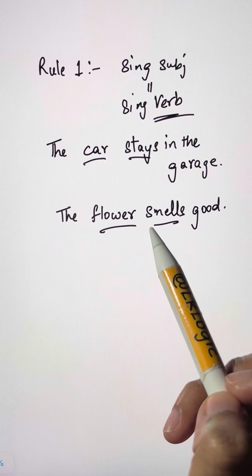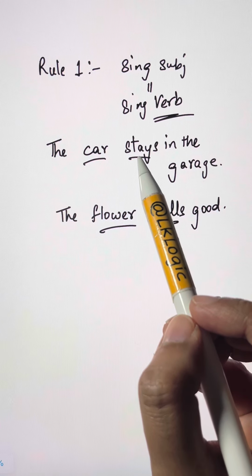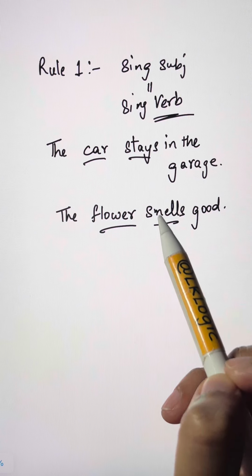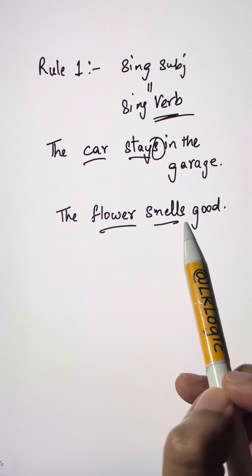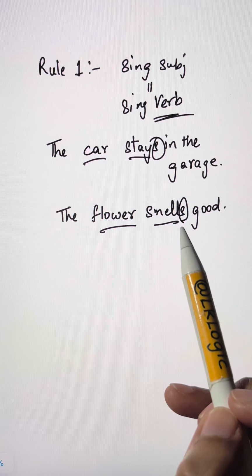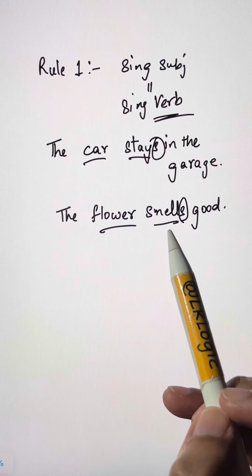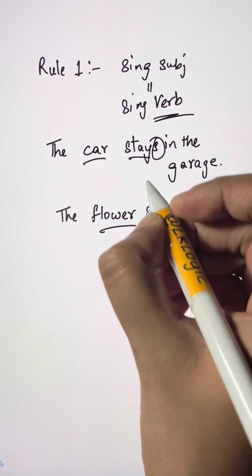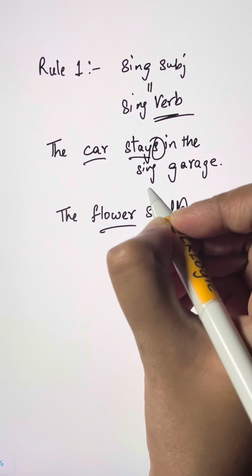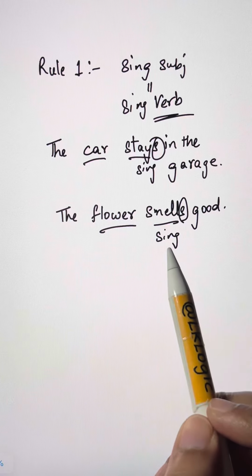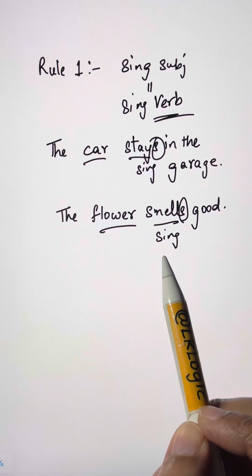Now here you might guess that stays and smells are plural verbs because they end in s. Can you see? But they aren't. Both stays and smells here are singular verbs. Singular, this is as well singular. Singular subject matches singular verb.